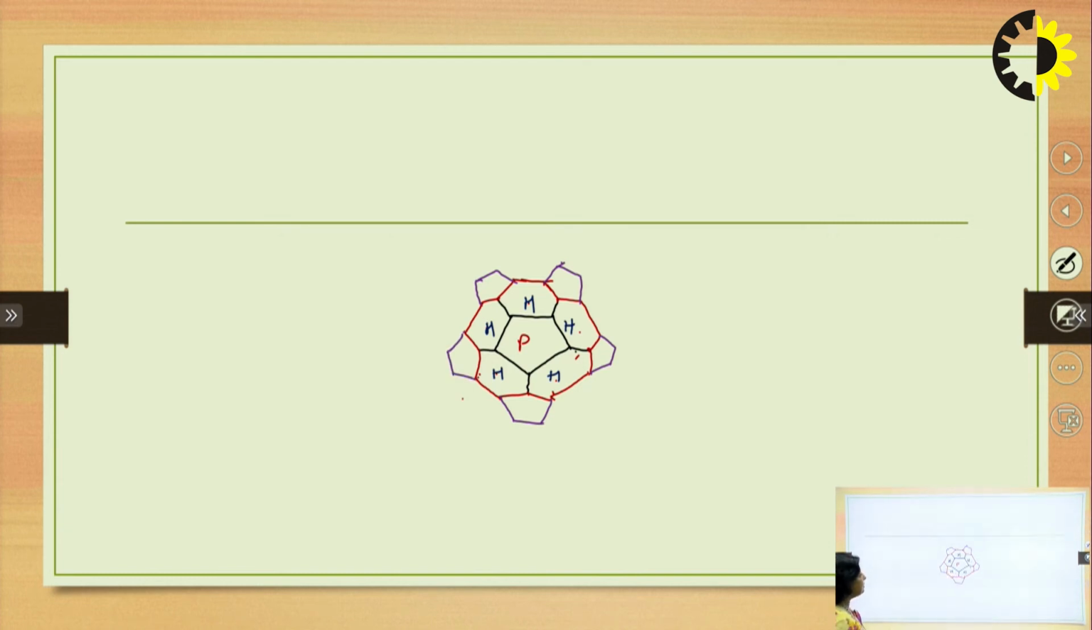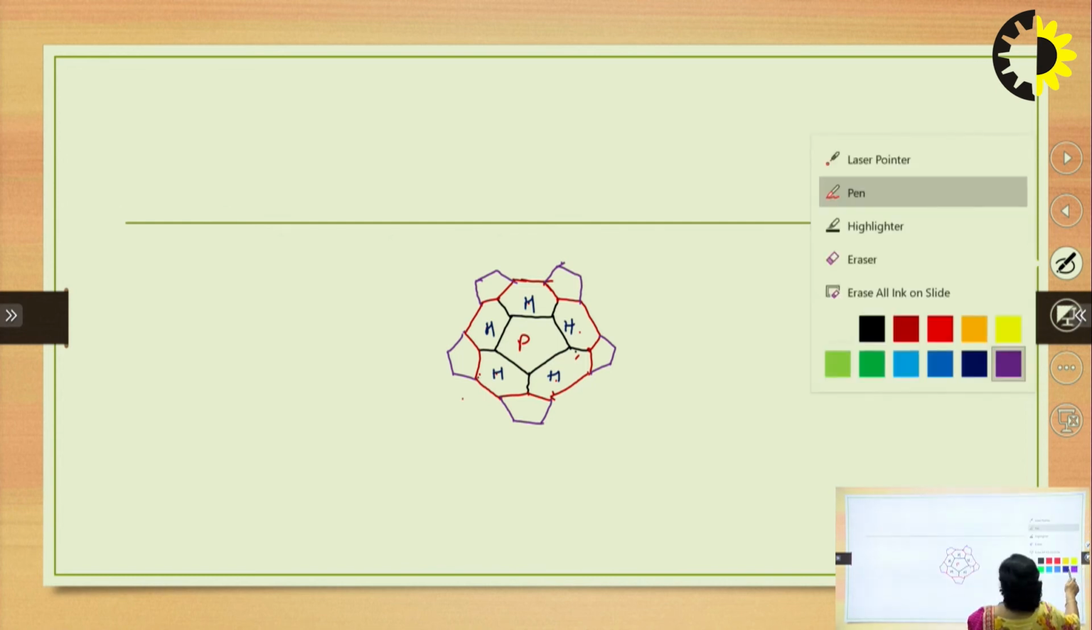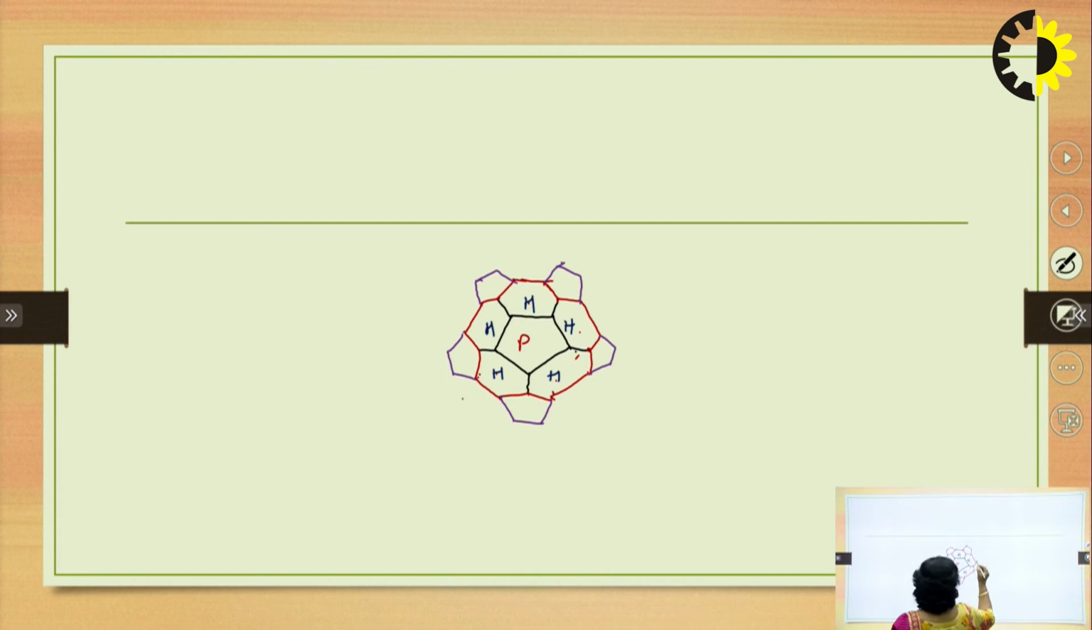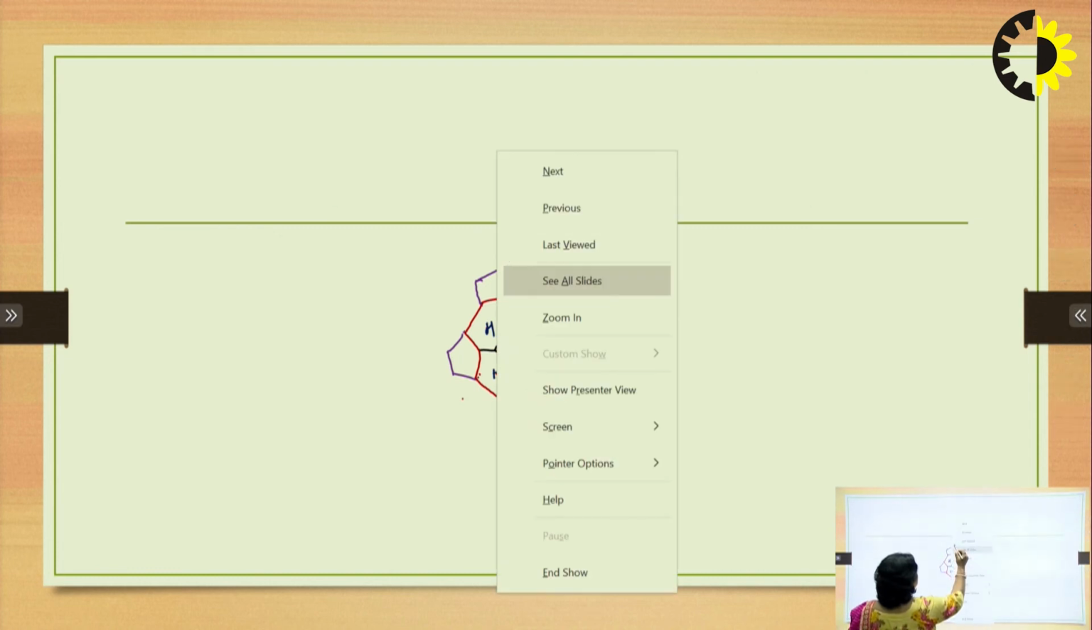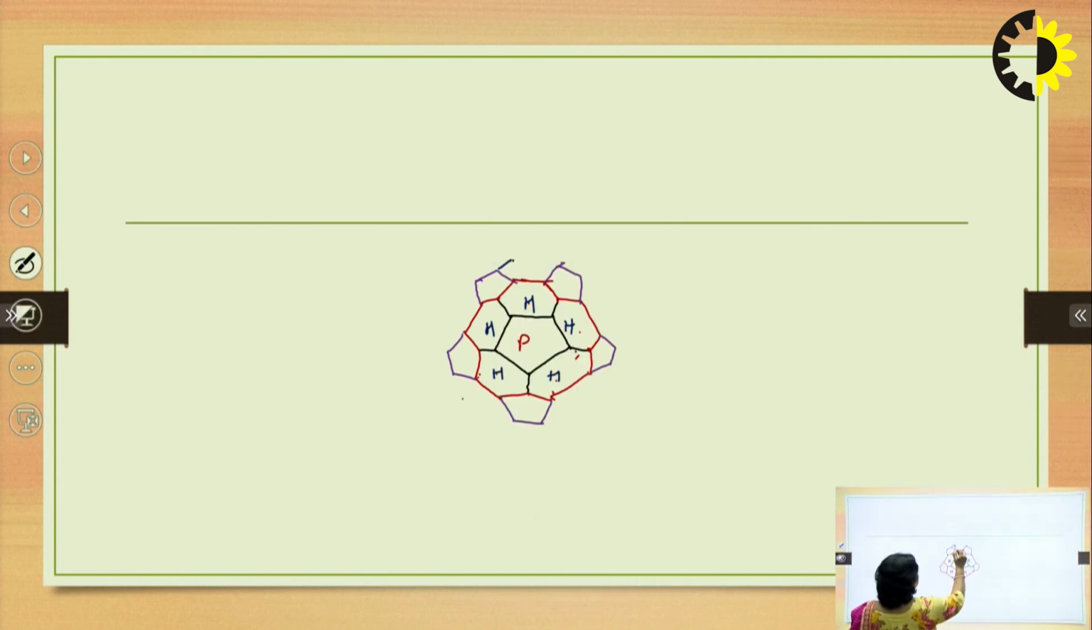Now what else? What is the remaining part? This is not yet the buckyball structure. What else is required is the hexagons which are attached to these pentagons.